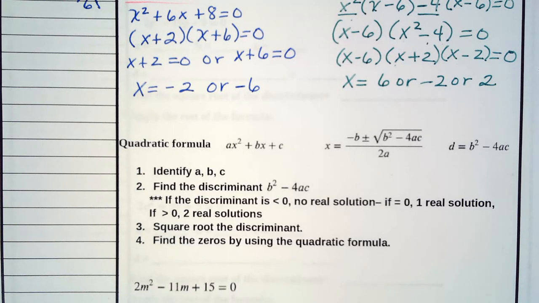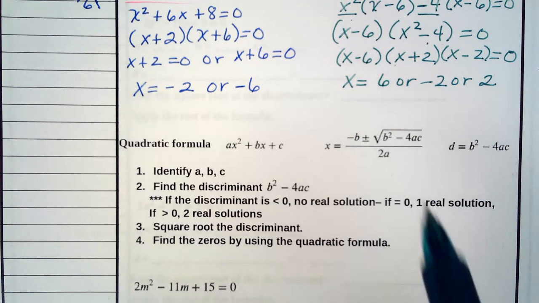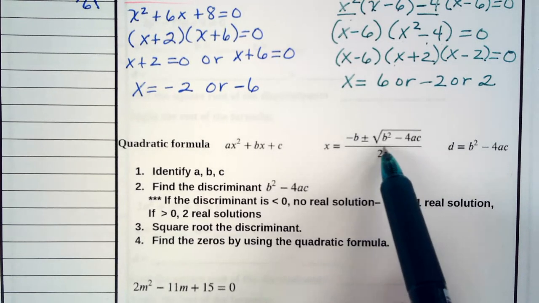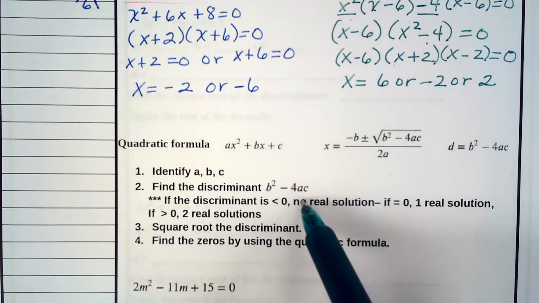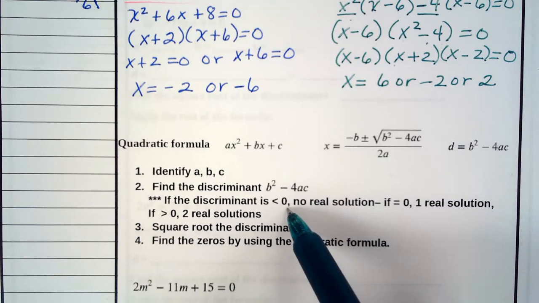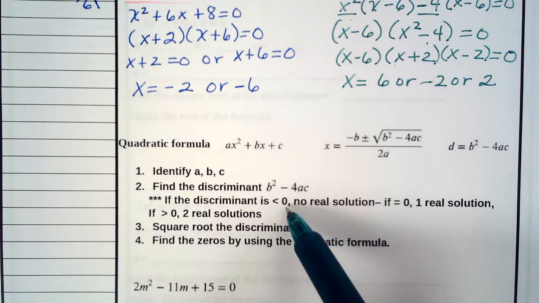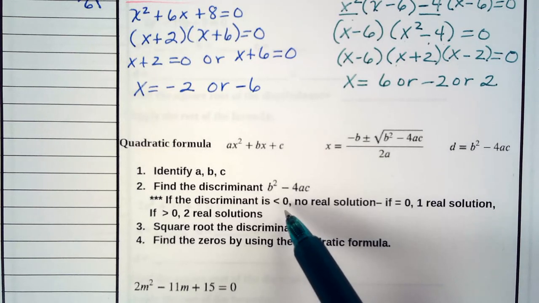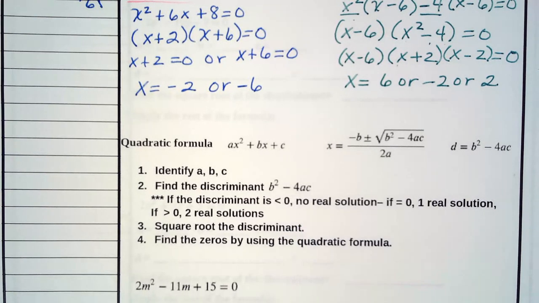Why does that work? Because we're taking the square root. This is my discriminant under my square root symbol. So can I take the square root of a negative number? At this point, no. But we will show you that further on in math. So you don't know how to take the square root of a negative number, so you cannot find a real solution.